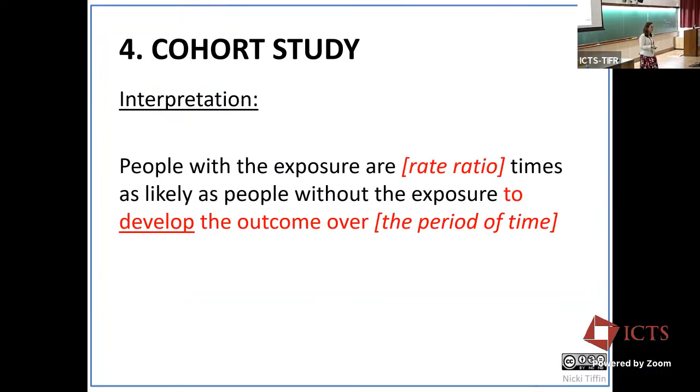And it can be interpreted with the standard interpretation. If your rate ratio is 3, people with the exposure are 3 times as likely as people without the exposure to develop the outcome over a 3-year period, or however long you've chosen for your study period. So when you interpret, you have to be very clear about the time factor, the time element.